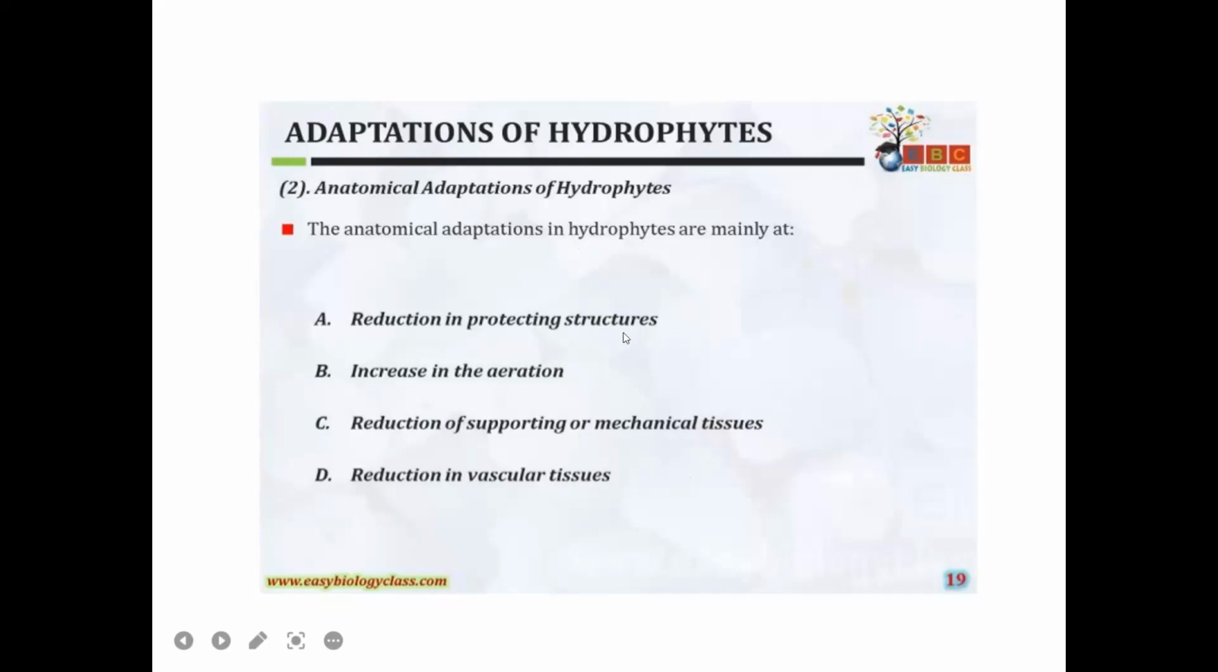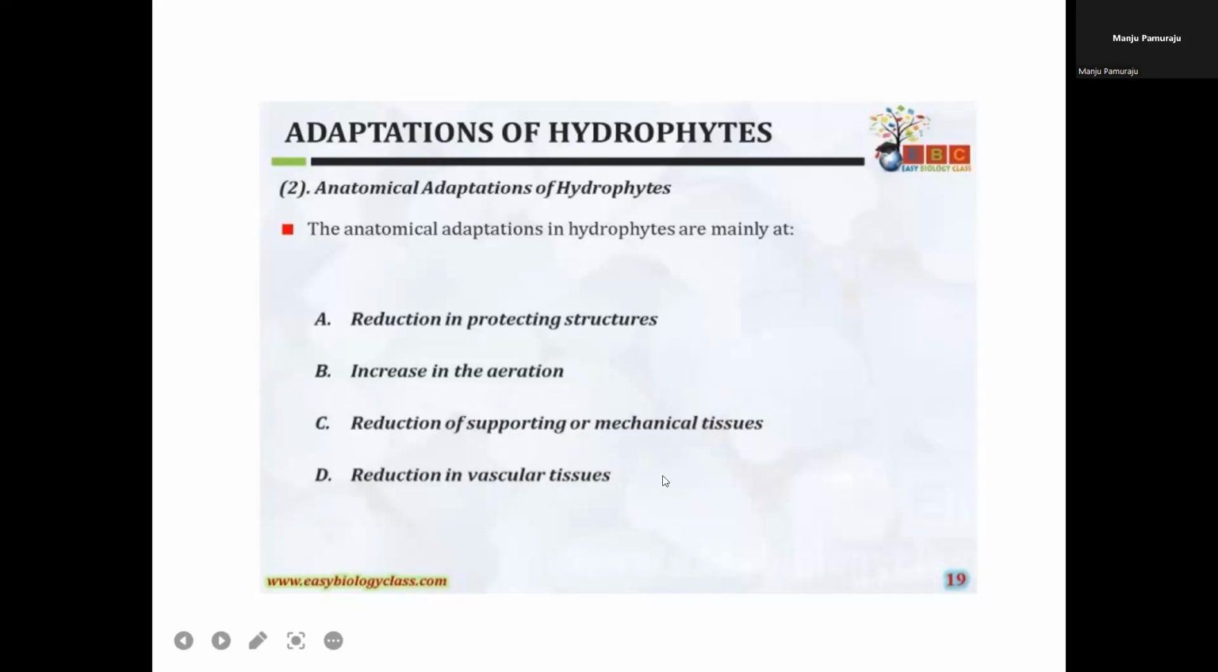Here the protecting structures, that is the epidermis, help in protection. And there is an increase in the aeration, that is air chambers are seen in hydrophytes. And there is reduction of the supporting or mechanical tissues. Generally mechanical tissue, that is sclerenchyma, mainly helps in mechanical support. So sclerenchymatous tissues are absent or reduced in hydrophytes, and also there is reduction in the vascular tissue, that is the xylem and phloem.